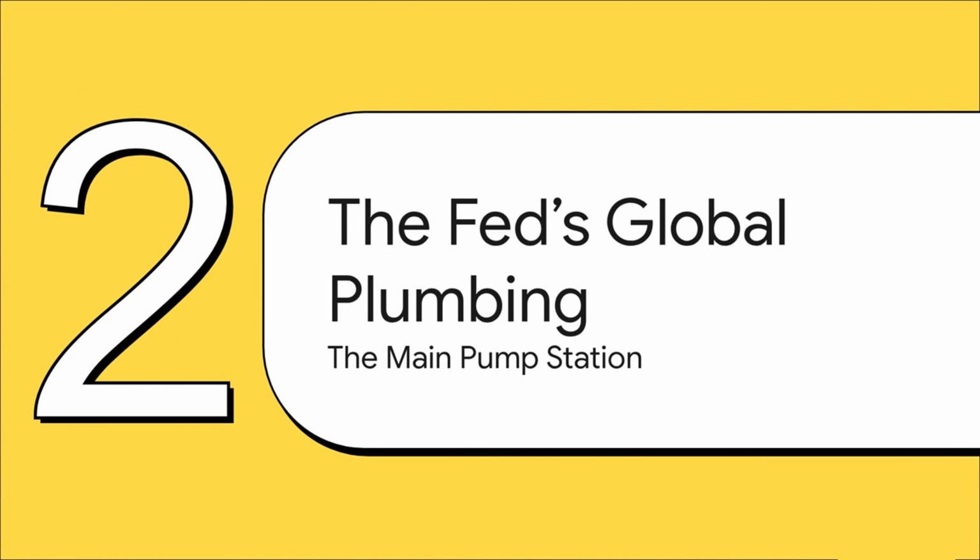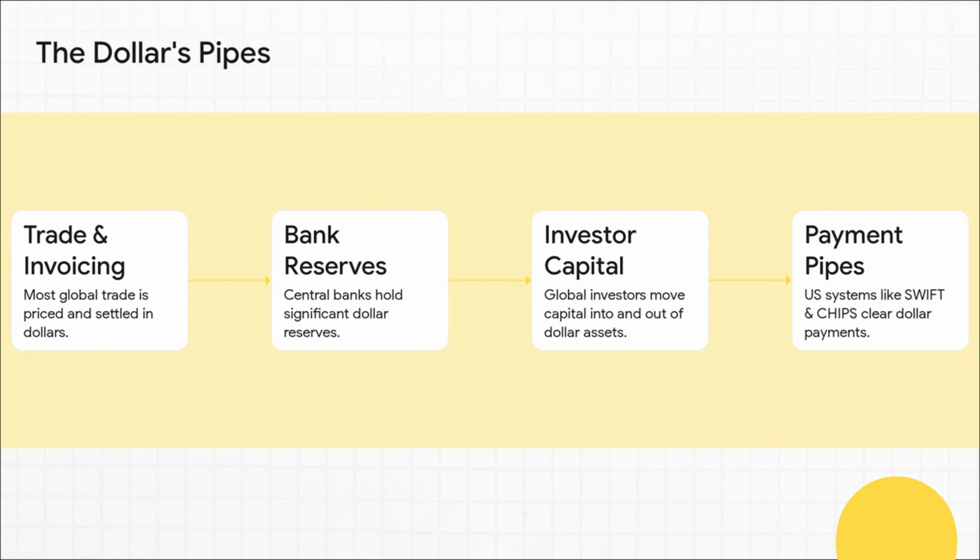Okay, so if the dollar is the water, how in the world does it get everywhere? Well, it flows through this huge, complex network that you can think of as a global dollar plumbing system. And sitting right at the controls at the main pump station is the U.S. Federal Reserve. And this whole system really relies on four main pipes. First up, you've got trade. Like we said, most stuff bought and sold internationally is priced in dollars.